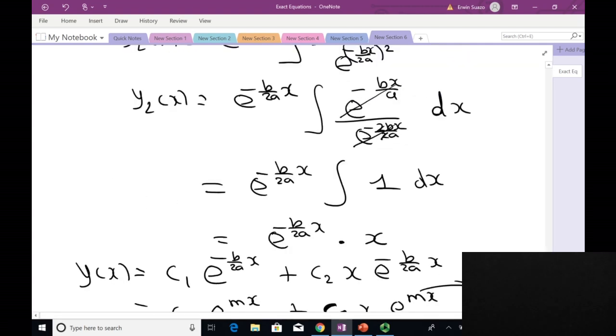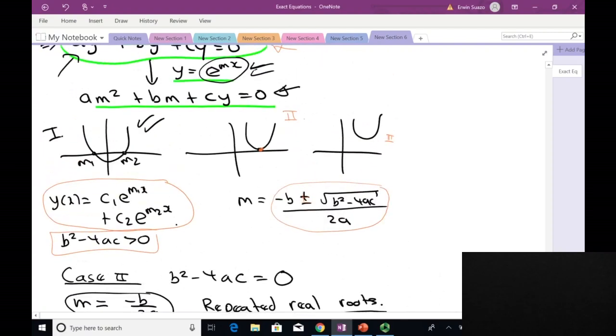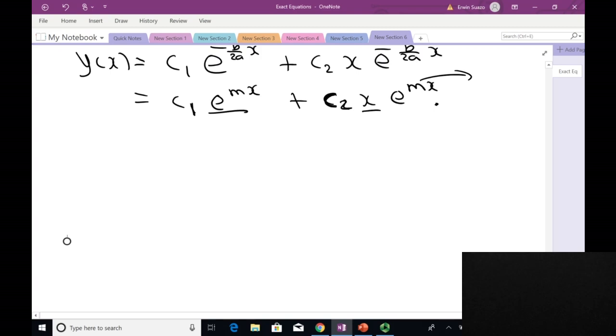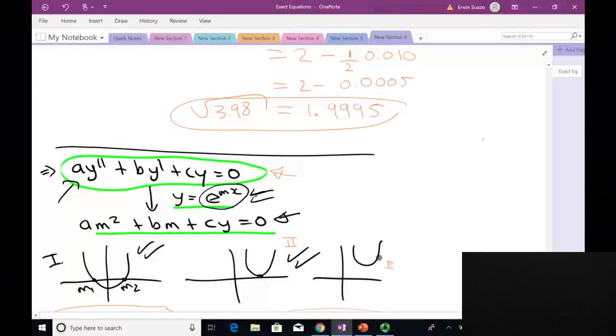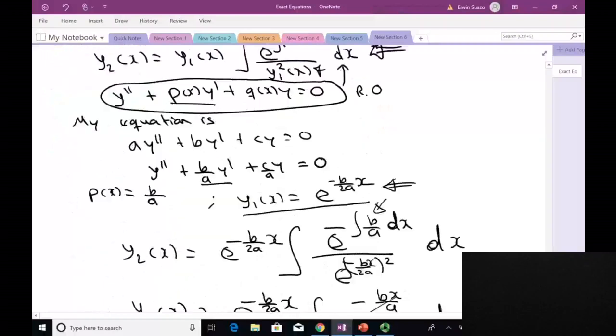So that's case 2. So we are done with this one. Now case 3. So if you look at it here, your parabola doesn't have real zeros. So that means the solutions are imaginary. Why do they have solutions?